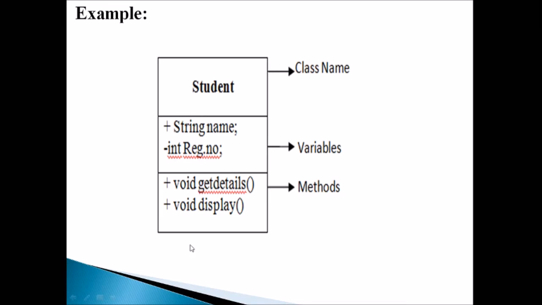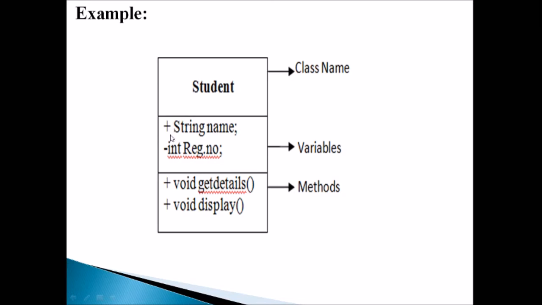The example for UML diagram, which includes the class attributes and operations. Here the class name is student, which is on top compartment and the first letter is capital and it is in bold format, and also it is placed at the center of the first compartment. Okay, it is class. Next partition is for the data members, that is variables. Here string name, int register number, these two are given.